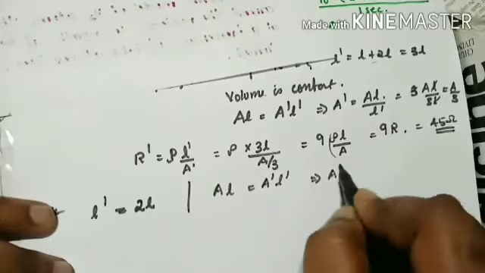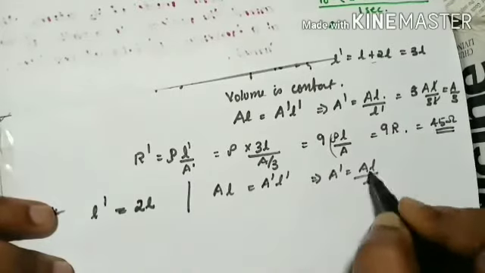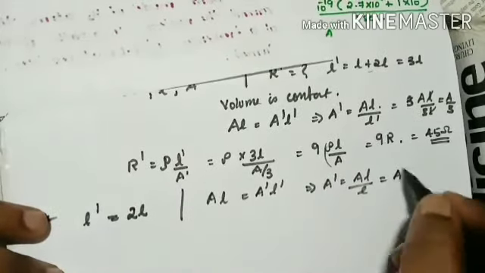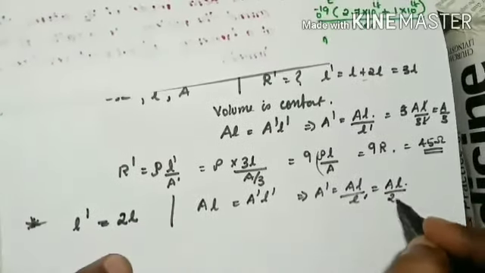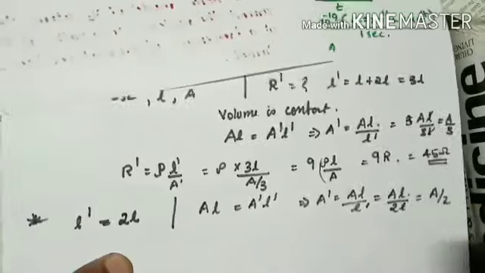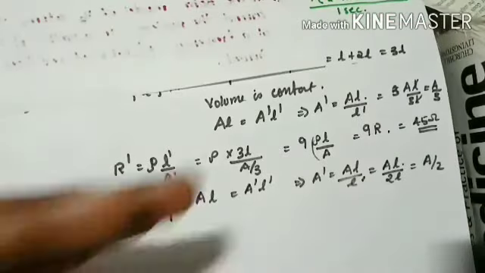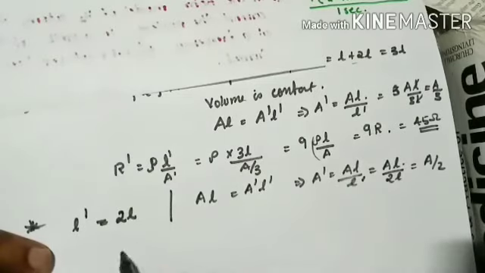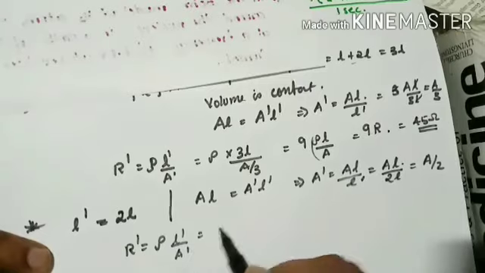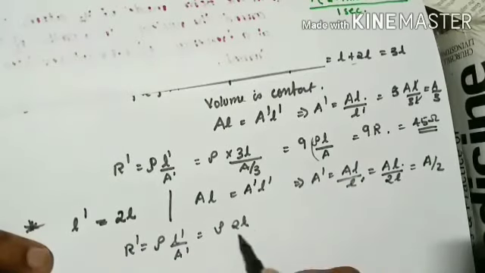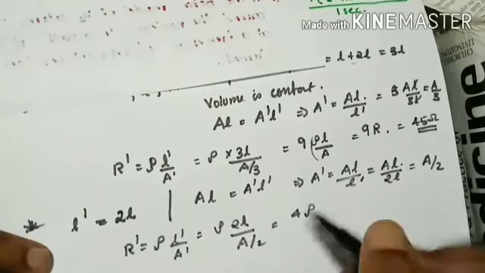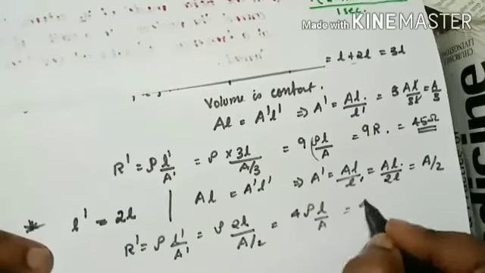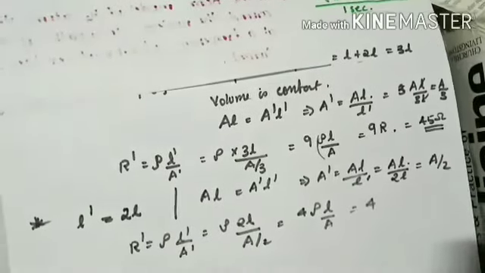So A dash is equal to AL by L dash, so L dash is 2L and the area becomes half. This much is clear. If you substitute the value, R dash is equal to rho L dash by A dash, that is rho times 2L divided by A by 2, so it becomes 4 L by A, that is 4 times the resistance.